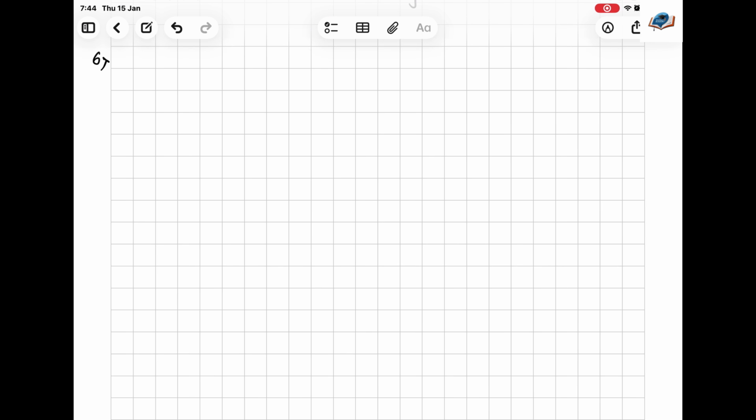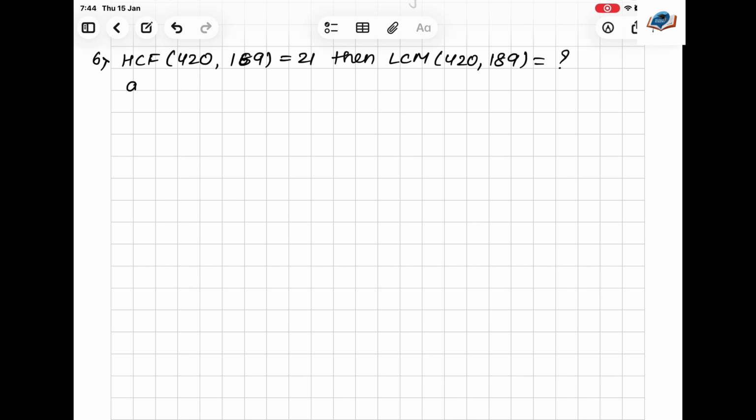Now question 6 says that HCF of 420, 189 is equal to 21, then LCM of 420, 189 will be equal to what? Now option A is given to me as 420, B is 1890, C is 3780, and D is 3680.